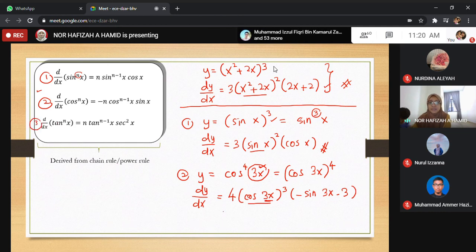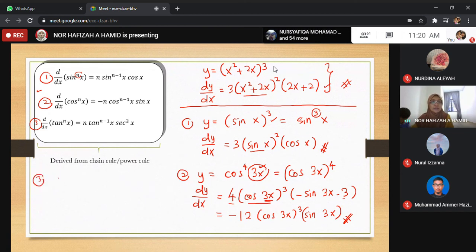Ini, so ini tak habis lagi. So ni you boleh simplify lagi. Okay, 4 you boleh times dengan 3. Okay, so you have negative 12. Lepas tu you ada cos 3x power 3 and sin 3x. Okay, so ni you punya final answer. Okay, so ini for number 2 and number 3.